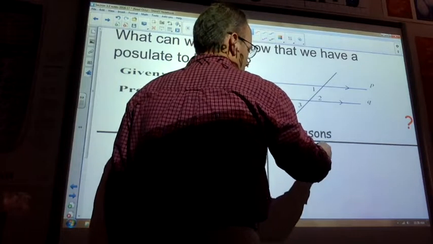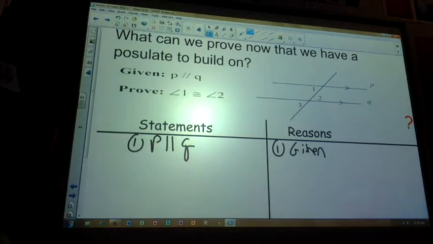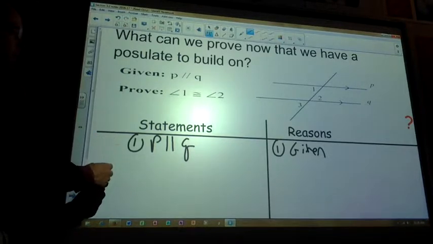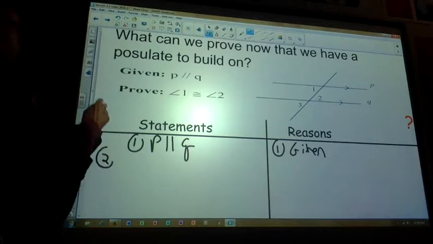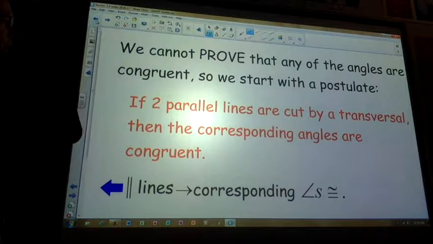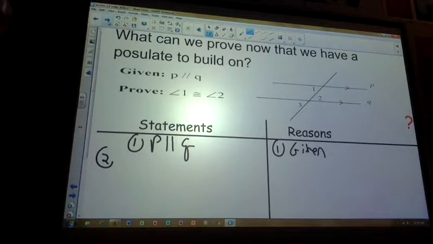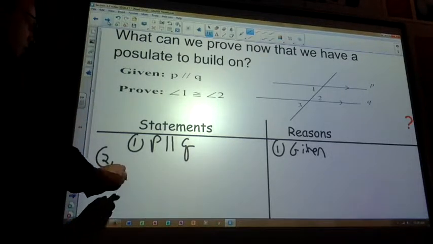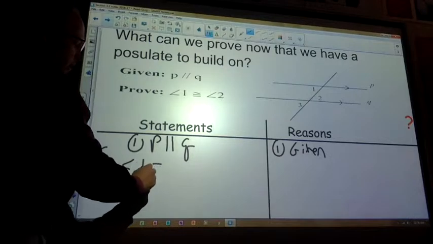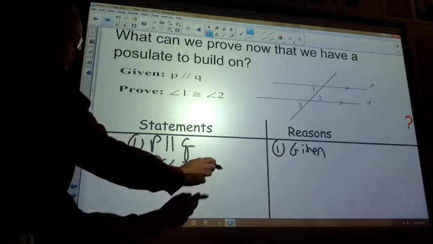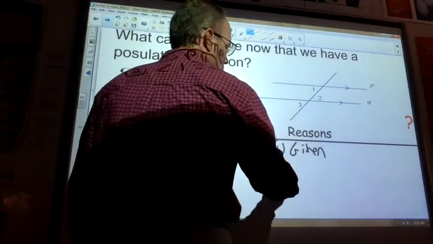How many steps did they do the proof in? 4. Oh my gosh. All right. So then I could state that number 2. What was our theorem we just said? Two lines, corresponding angles. Okay. So we got to go off the corresponding angles. So angle 1 is congruent to angle 2 because of corresponding angles.